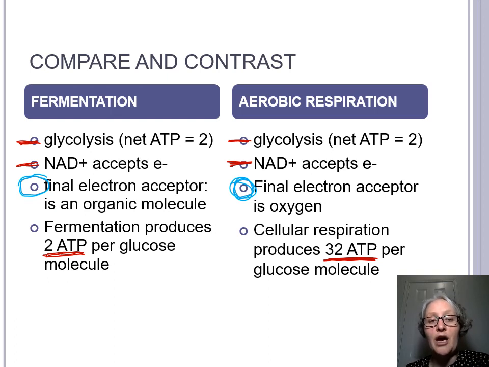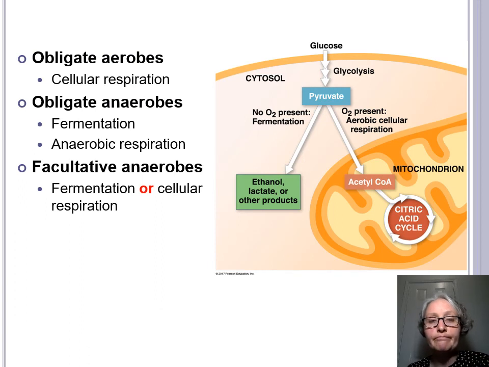So if organisms have the choice between doing fermentation and aerobic cellular respiration, aerobic respiration is really the one that they're going to prefer to do, because they get so much more bang for their buck, or so much more ATP per each glucose molecule.